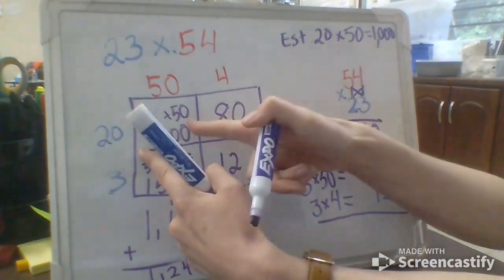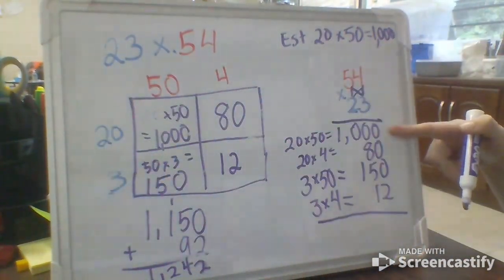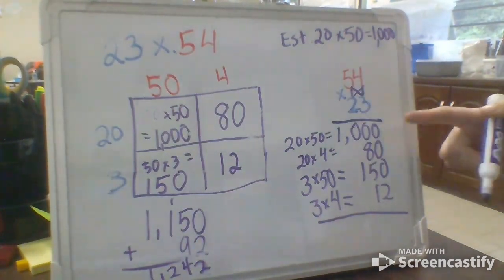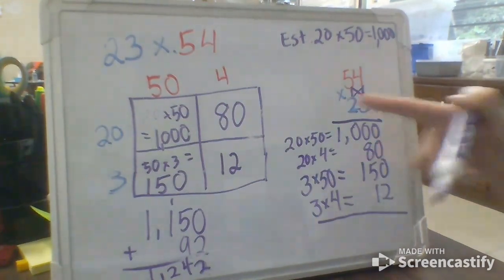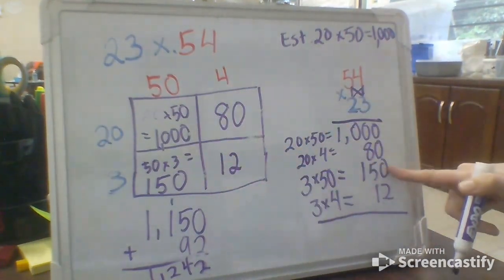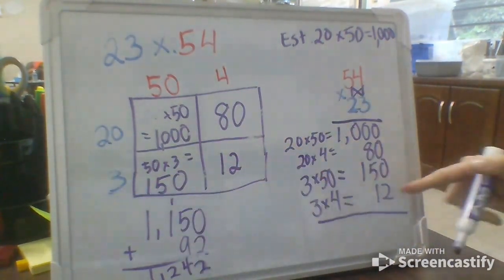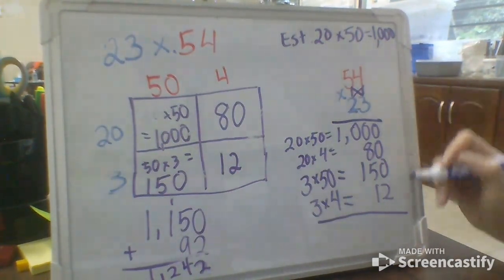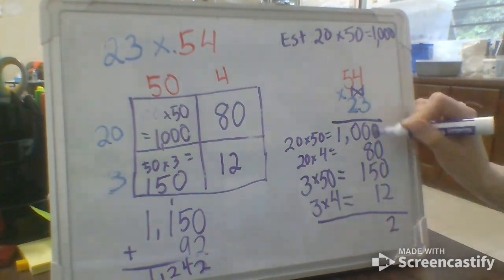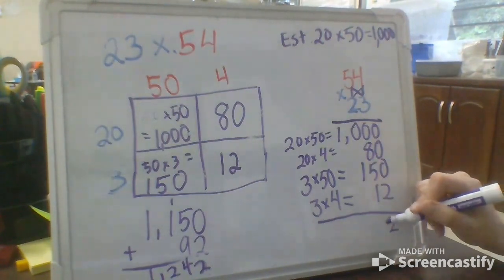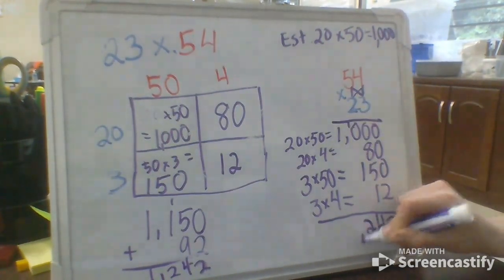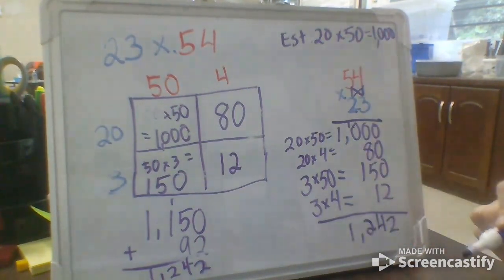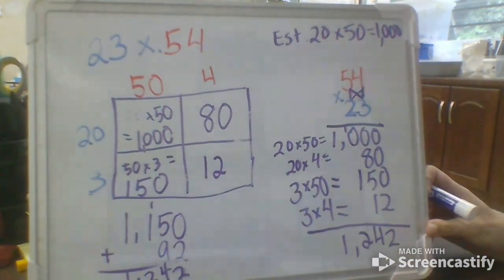Now, notice how I've still got the same partial products as before. I've got my 20 times 50 is 1,000, my 20 times 4 is 80, 3 times 50, and 3 times 4 is 12. And hopefully when I add it all up, I'll get the same total. 8 plus 5 plus 1. Regrouping. And I just have 1,000 plus. Hey, look, check that out.